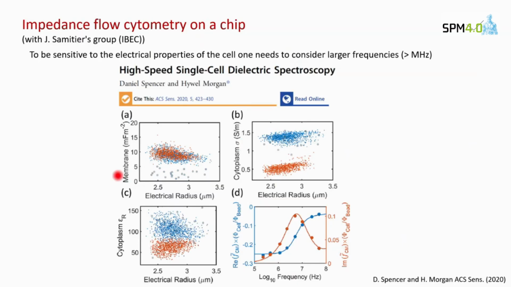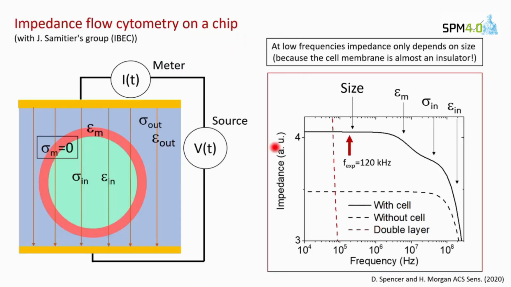Basically, in this case, what they did is they used two frequencies. You use a low frequency here, which is basically giving you the size. And then if you use a higher frequency, then you can detect, for instance, the membrane capacitance of the system or the intracellular conductivity. In this way, with two frequencies, you can determine the size and give an additional property of the cell.